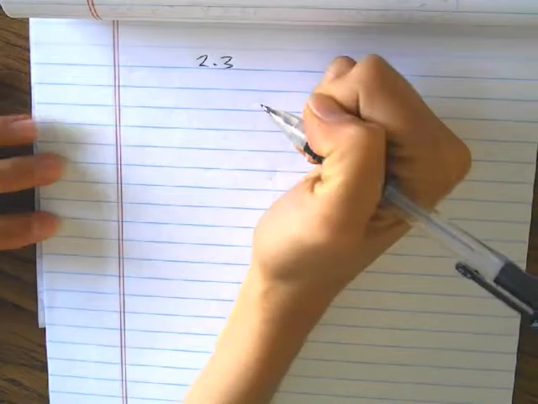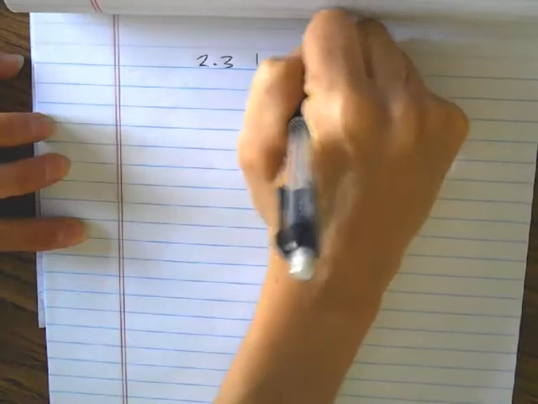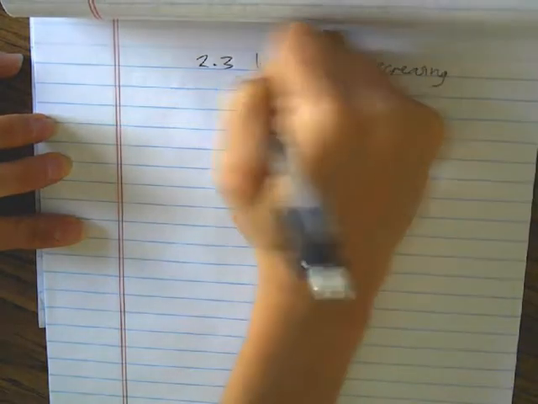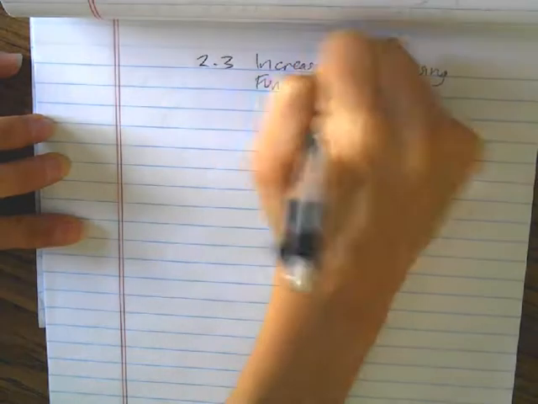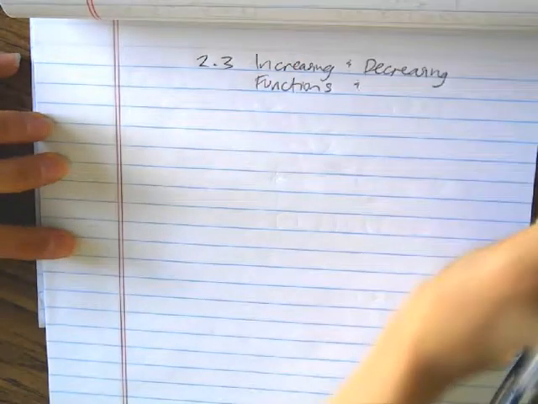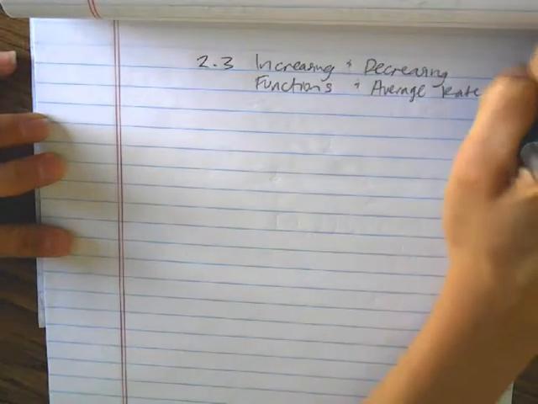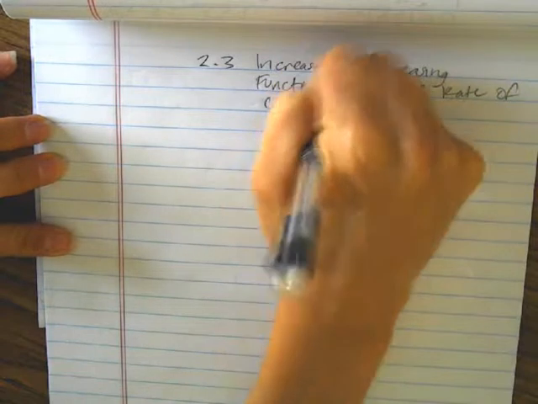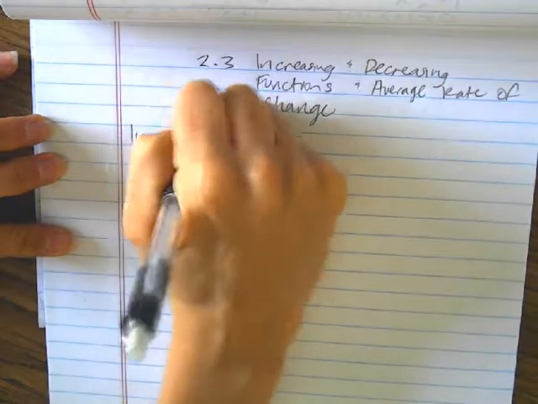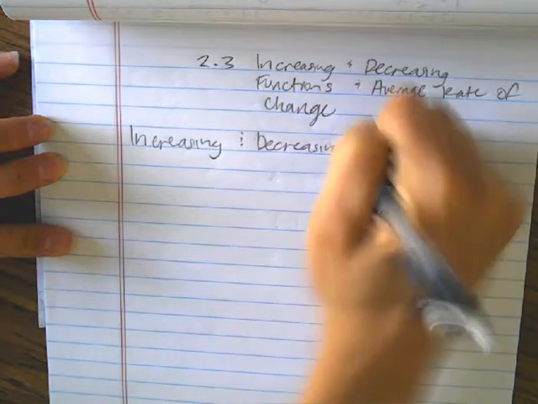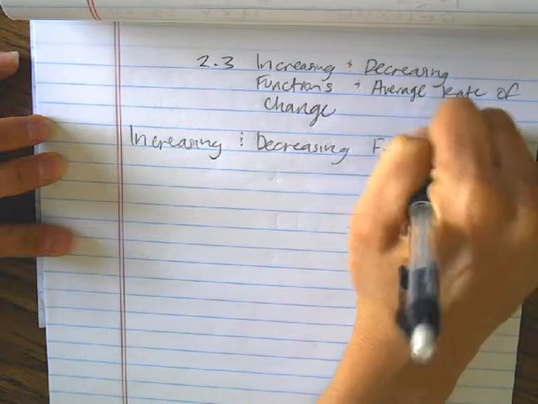Okay, today we're going to discuss 2.3. And 2.3 discusses increasing and decreasing functions and the average rate of change. So the first thing we're going to talk about is increasing and decreasing functions. Basically, you tell where a function increases and decreases.